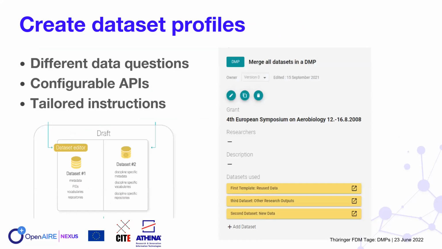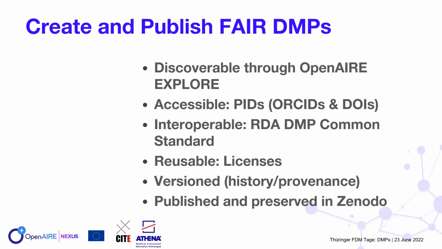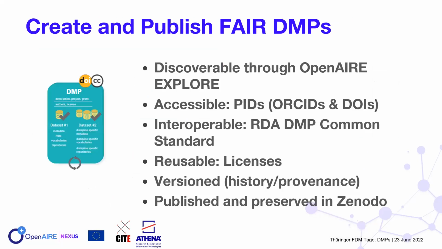And here is just to show that you can describe many different outputs. You can describe data that are used, data that are new, other outputs, software, and you can have a single DMP with a bundle of all these different descriptions of outputs that are easily exploitable. Here on the right, you see what a DMP looks like, what information it comes with, or that it's exposed to repositories.